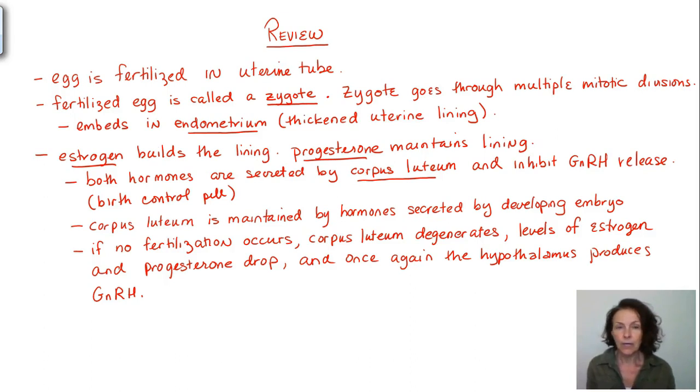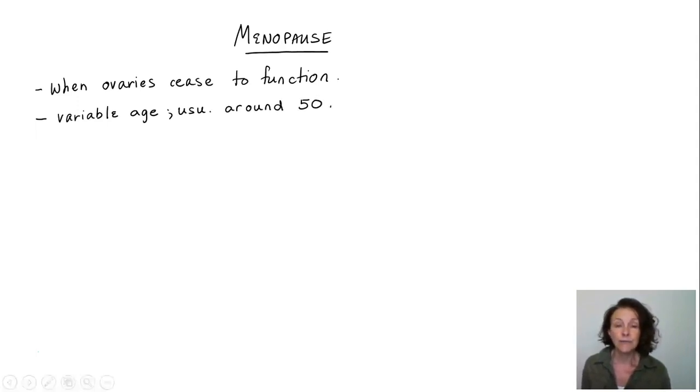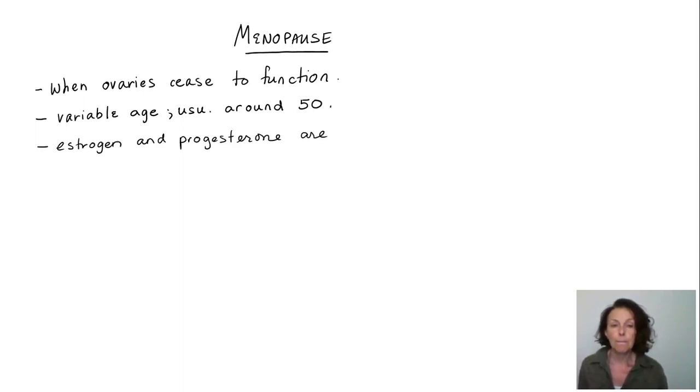And finally, let's talk about what happens when the ovaries stop doing their job. And this is known as menopause. And so menopause starts at different times for different women. This is when the ovaries cease to function, and usually happens at variable times, usually around age 50. Estrogen and progesterone are not secreted then, and the cycle is not maintained. That's a good place to end this lecture.